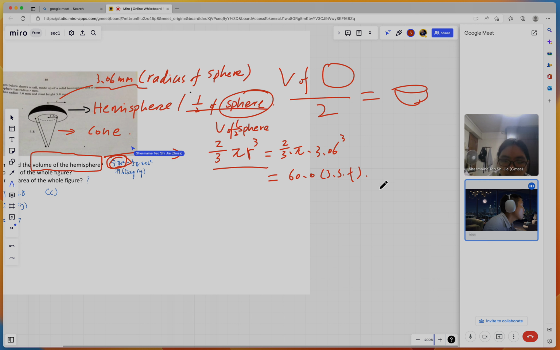So why is it so hard? So next time, how do you find the hemisphere volume? You take the volume of a sphere. Which was the formula for that?